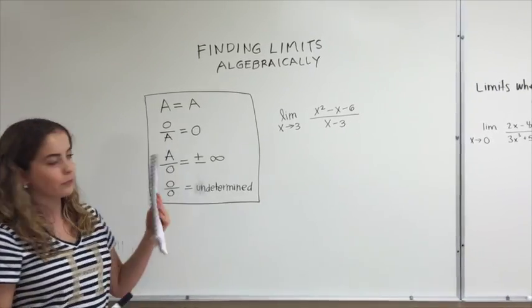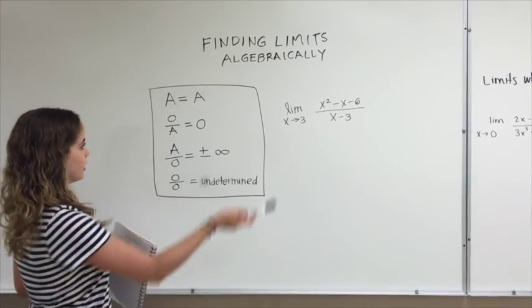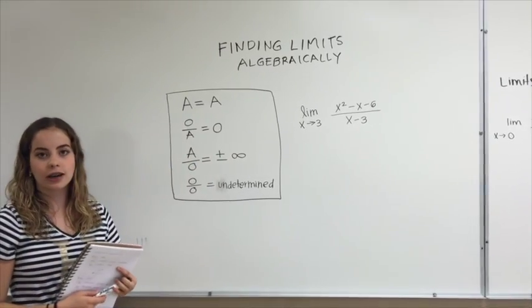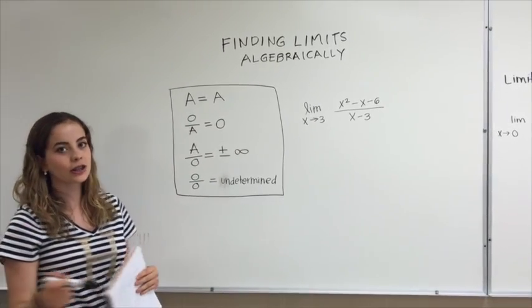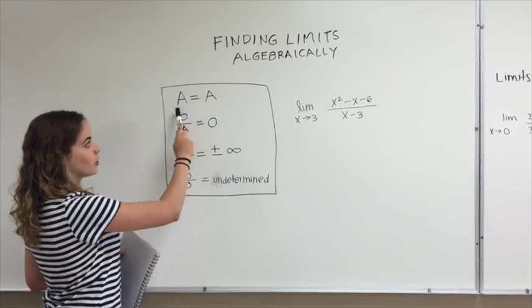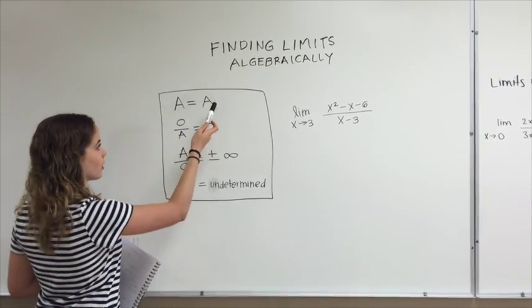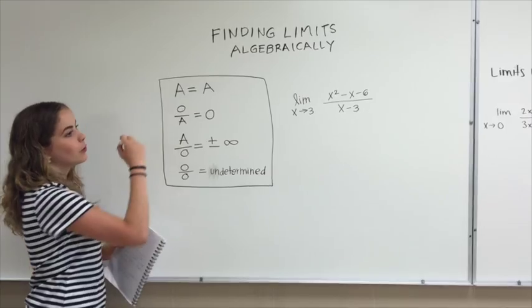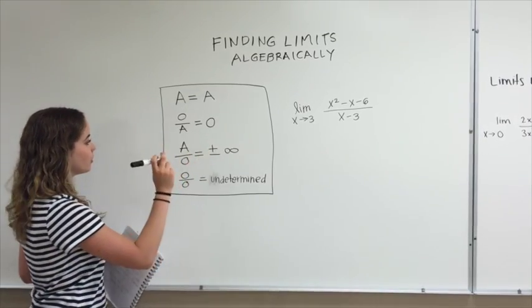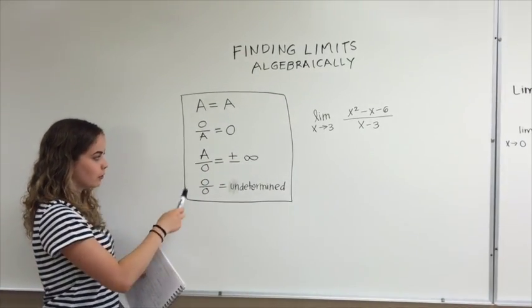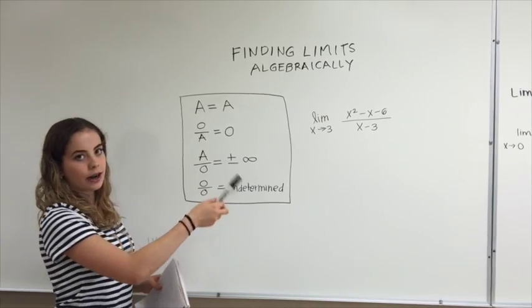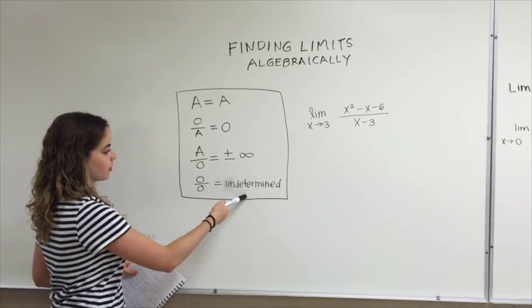Explain how to find limits algebraically. These are the responses that you can have from a function, and they are: if you get a number, the response is a number. If you get a 0 over a number, it's 0. If you get a number over 0, it's positive or negative infinity, and 0 over 0 is undetermined and you have to do something.